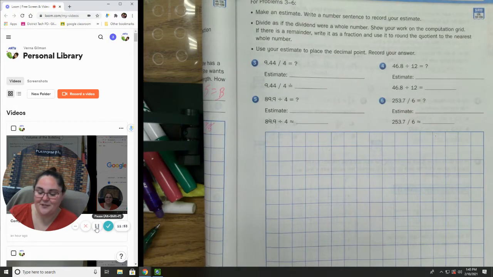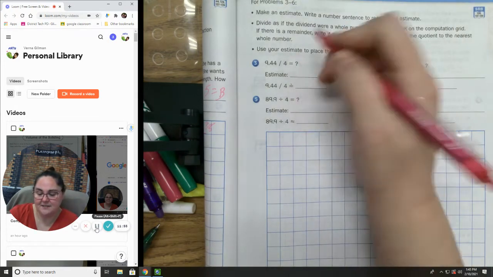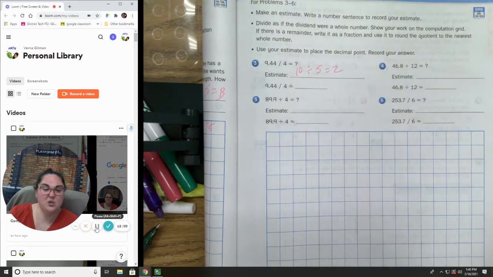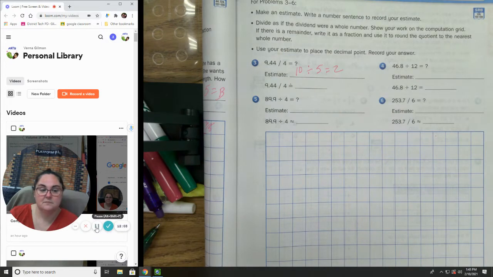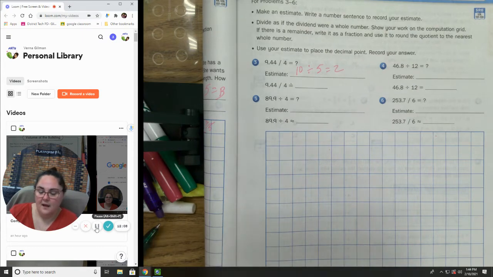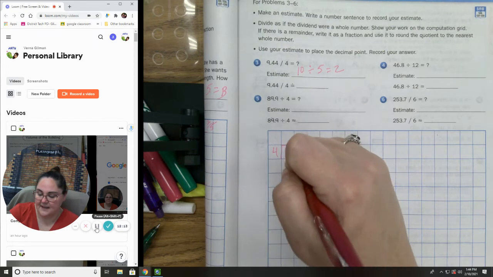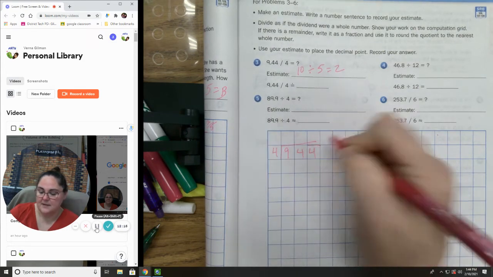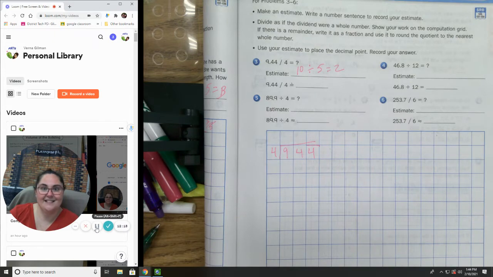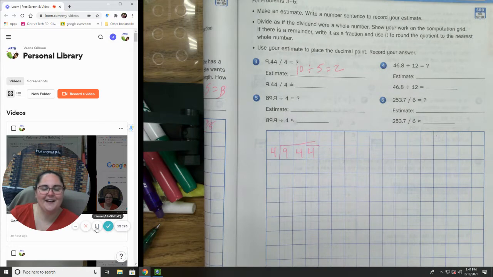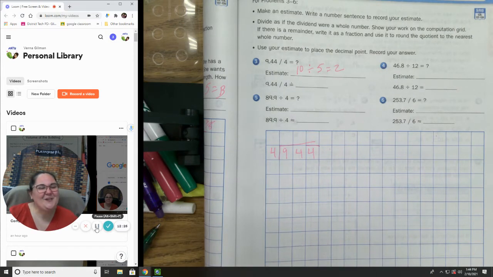9.44 divided by 4. So my estimate, I'm going to say, is about, let's see, that's about 10 divided by 5 equals about 2. That would be my estimate. All right. So I'm going to put my 4 here. 944. See how I lined it up? So I made sure to take the least amount of space, right? 4 goes into 9. I want you to divide this, actually. I'm going to have you do it on your own first. What is 944 divided by 4?